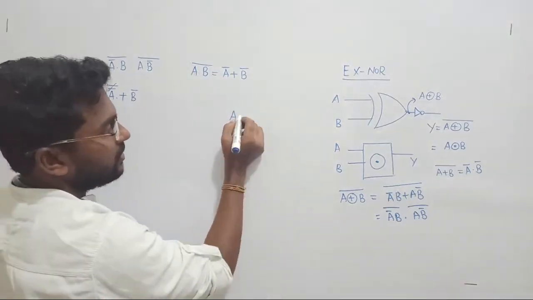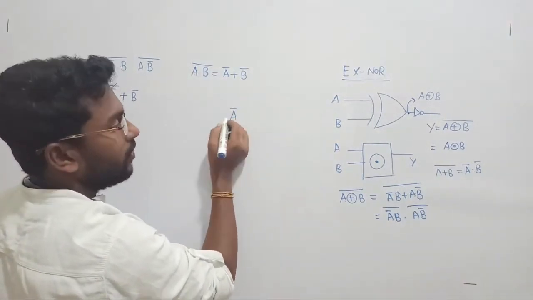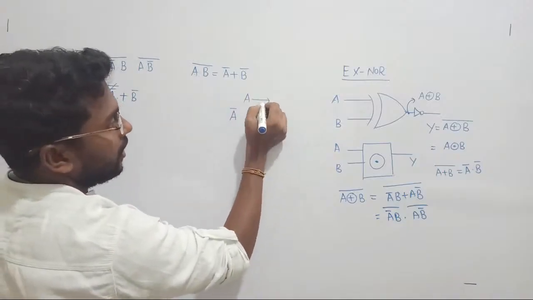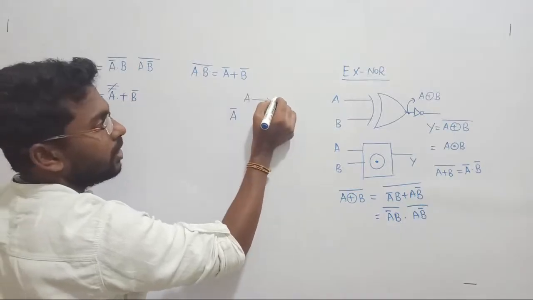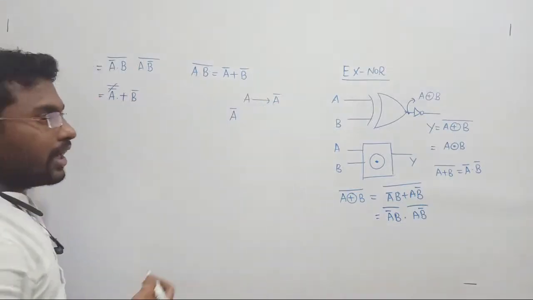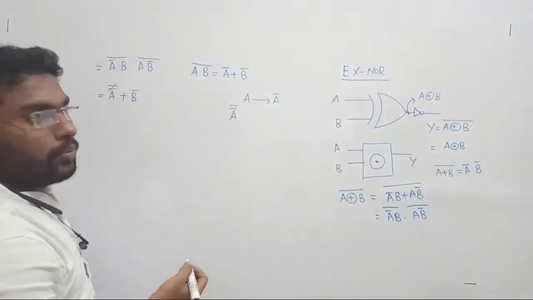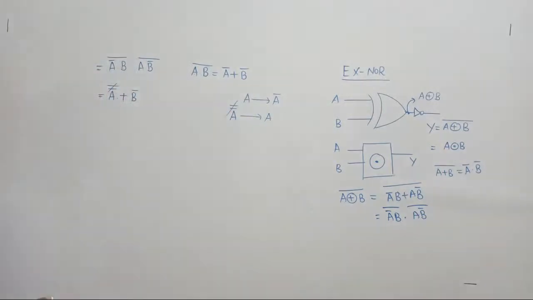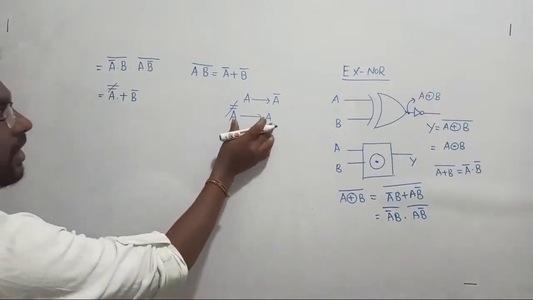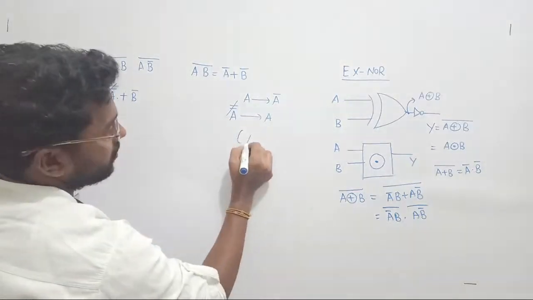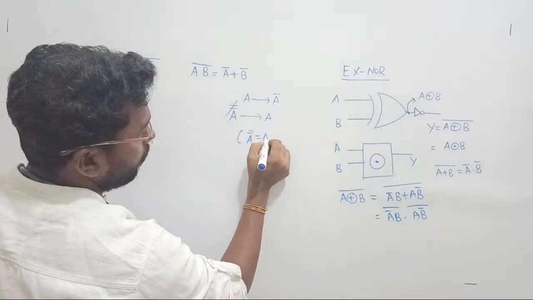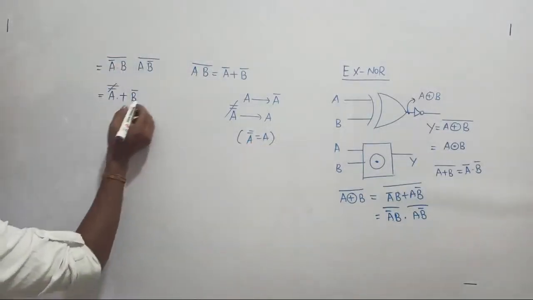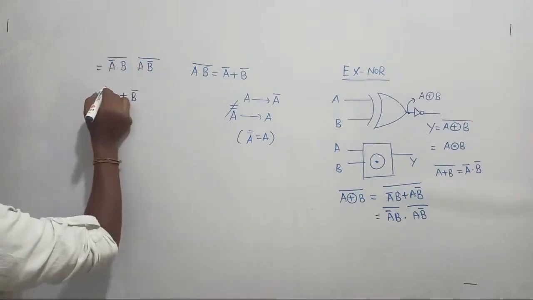The next property is, listen, a bar. If you take the complement of a, you are going to get a bar. Again, for a bar, if I take one more complement, a double bar should be equal to a only, because the double bar gets cancelled. Clear? Again, a double bar equals a. So the next property is a double bar should be equal to a. According to the property, let us see. A double bar can be written as a.